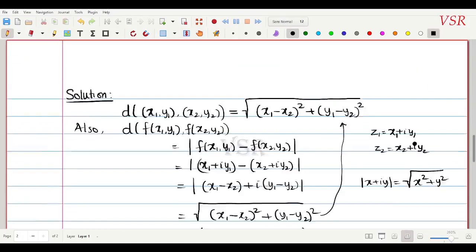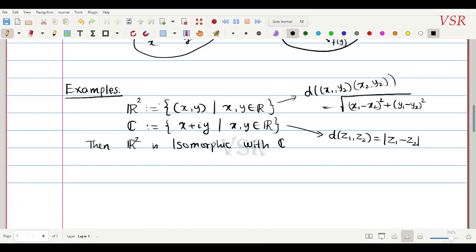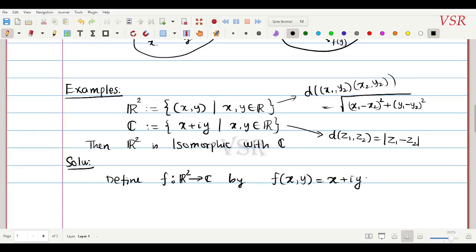I didn't tell you the function; I just wrote it down, because these two are equivalent, so I said it directly. Okay, so we'll define a function. Solution: define f from R2 to C by f of (x, y) equal to x plus iy. This is my function for every (x, y) belonging to R2. Whatever element of R2 is given, f is defined like this.